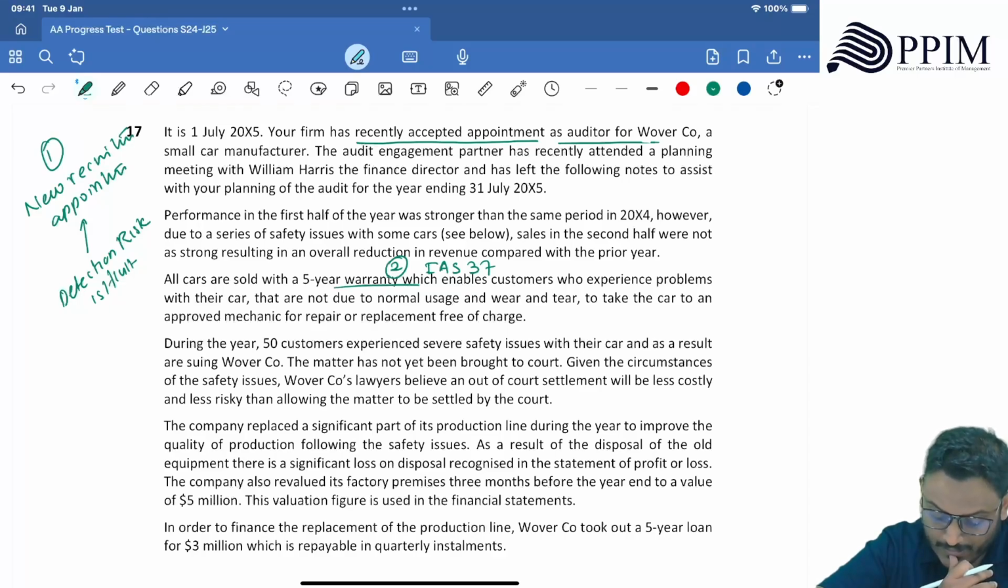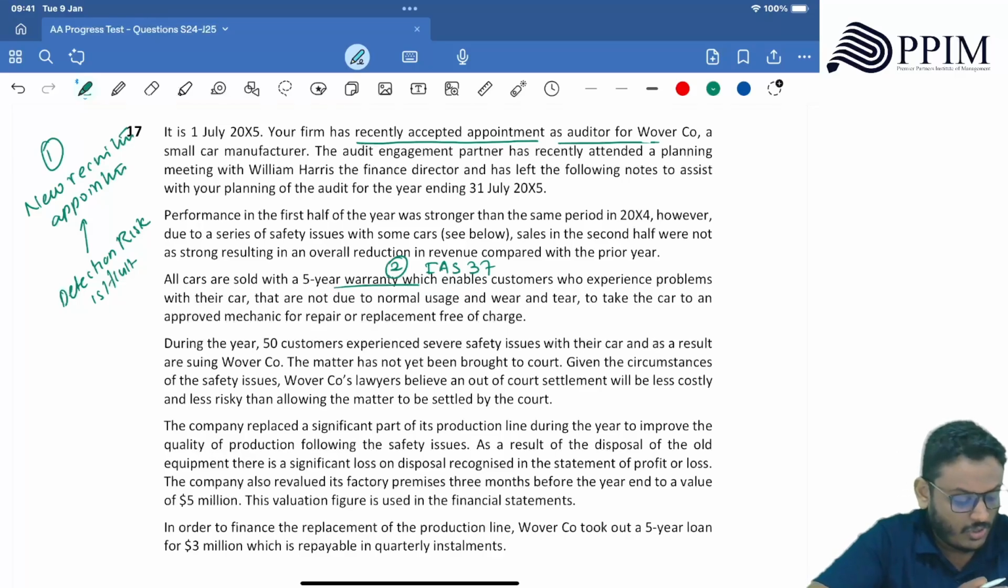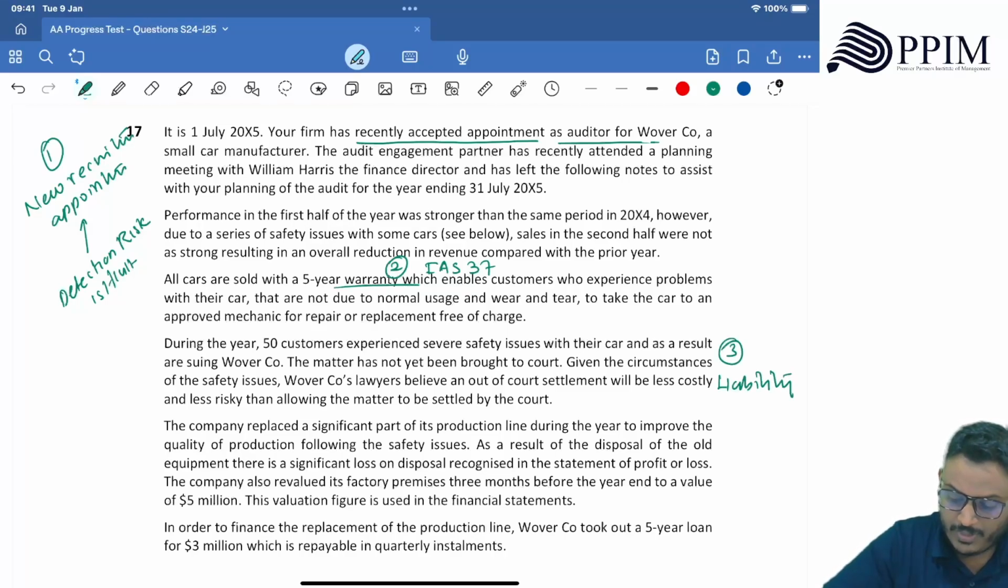Given the circumstances of the safety issue, W's lawyers believe an out of court settlement will be less costly and less risky than allowing the matter to be settled by the court. Right. So the lawyers believe settlement of this case is most appropriate. So there is a probable payment, so the liability exists. Obviously a liability should be created. So the third one: liability existence. Sufficient liability should be created. The first 12 months' liability is treated as current liability. Any liability beyond 12 months should be treated as non-current liability, which you should mention here. This is also a classification problem.